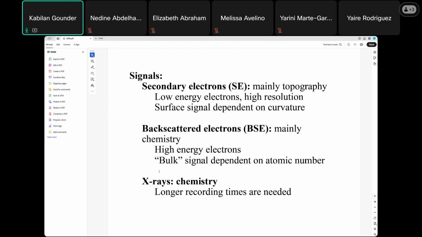So in short, secondary electrons are mainly topography, low energy electrons, a high resolution surface signal that depends on the curvature. Backscattered electrons are mainly high energy electrons, a bulk signal that depends on atomic number. X-rays need a longer recording time.